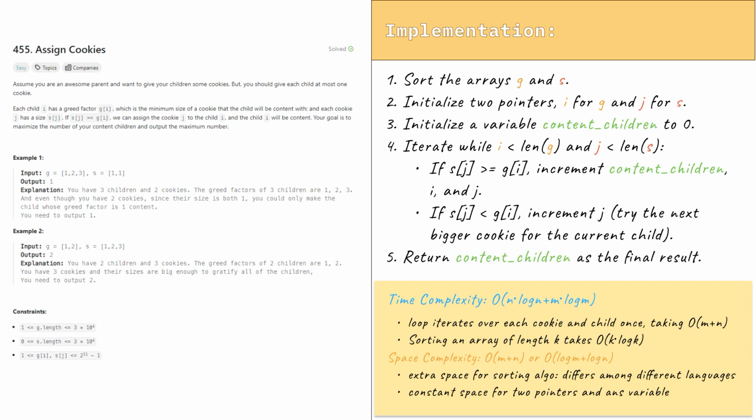The space complexity will really depend on which coding language you're using. Different coding languages will use different sorting algorithms, and therefore they will use different amounts of extra space to do the sorting. Here, we are going to use Python, and for Python, the space complexity will be O of m plus n. Also, don't forget that we used constant space for the 2 pointers and the answer variable. However, this is also dominated by the sorting part.